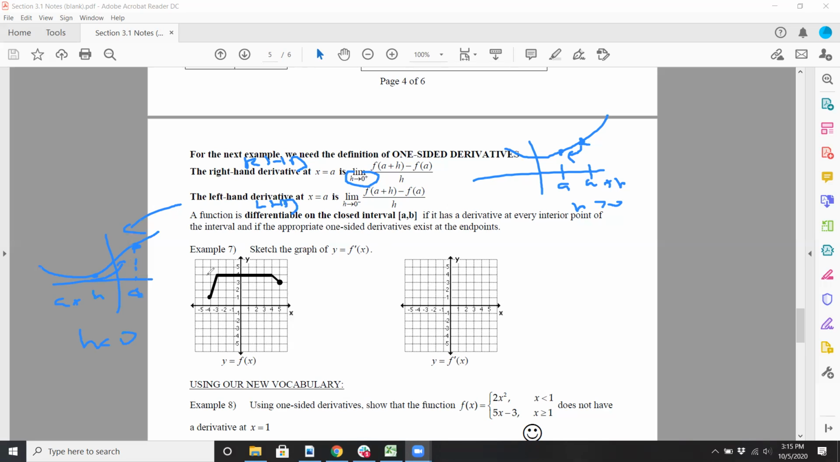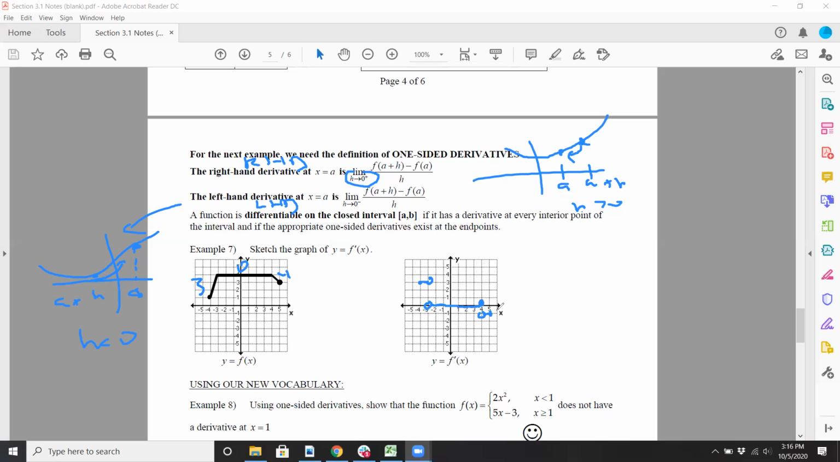So in this case here, you're asked to sketch a graph of f prime. So just find the slopes. That's 3, that's 0, that's -1. So of course I have this, and it starts at -4 and goes to -3. And then from -3 to 4, you have that. And then down below, you have that. So that's how you do that graph.